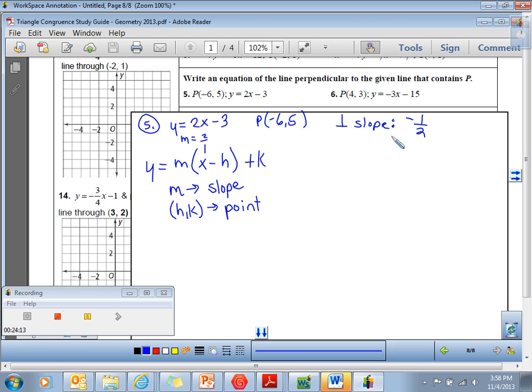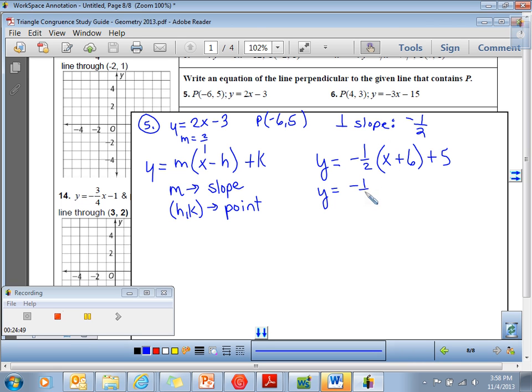So over here, let's plug in our slope. What would our slope be? The new one, because you're writing the line that's perpendicular to it. Negative 1/2 times x minus, what's our h? Negative 6. So minus negative 6 makes it a positive 6, plus, what's the k? 5. And then what do you do to simplify it?